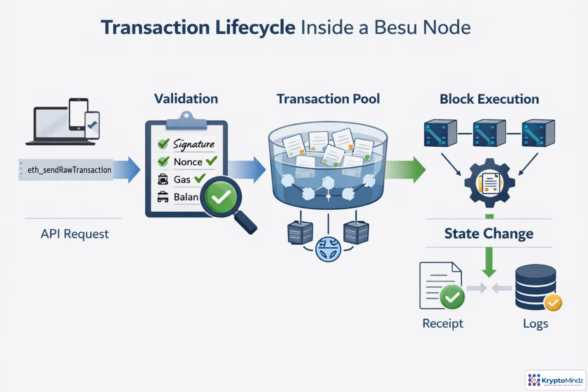A transaction usually enters Besu through JSON-RPC, often with eth_sendRawTransaction. Before it can affect the chain, the node checks that it is well-formed, correctly signed, uses the right nonce, can pay gas, and has sufficient balance. If it passes, it waits in the transaction pool and may be shared with peers. Once included in a block, it is executed by the EVM, updates world state, and produces the receipt and logs applications use for confirmation.